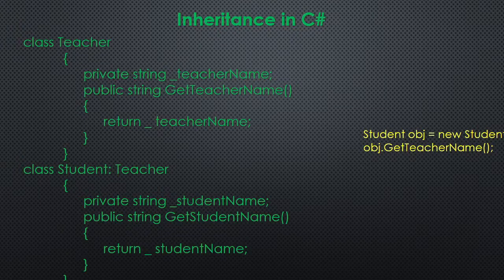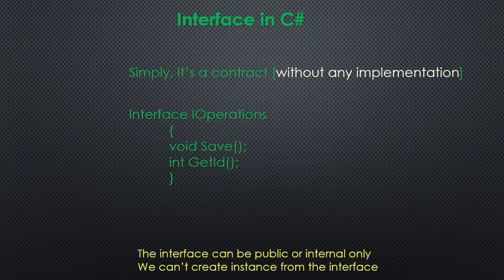Now we understand the concept of inheritance and encapsulation. Let's go to the next important feature, the interface. An interface is simply a contract, but without any implementation. We mean by this that all functions should not contain any logic or any code. We will just define the functions, setting the names of the functions and the return type, but without any code.